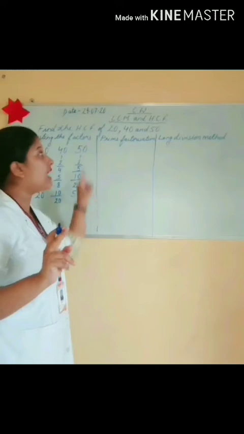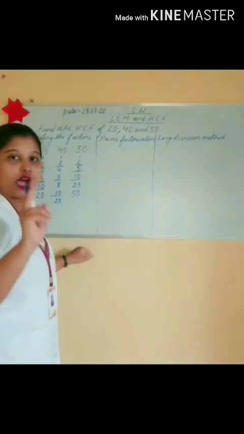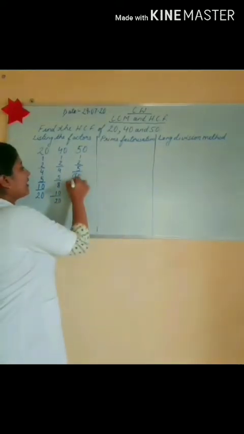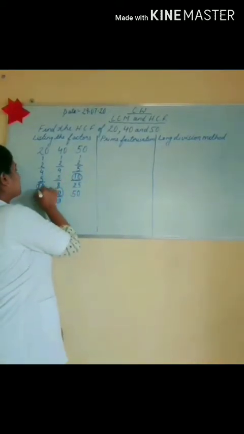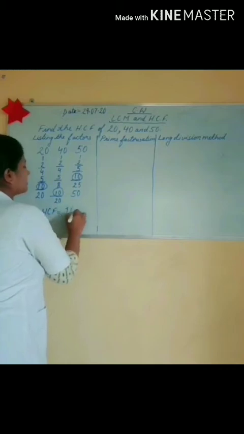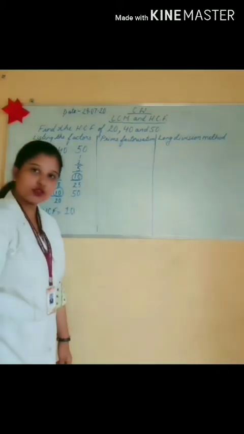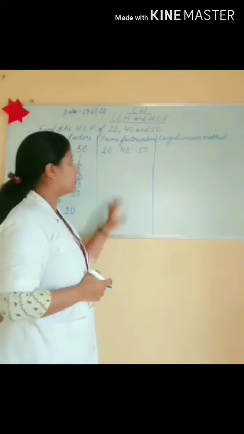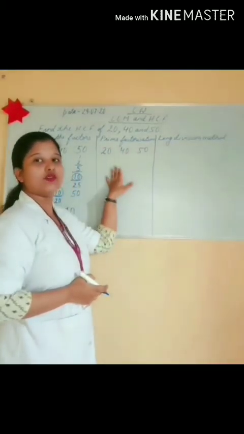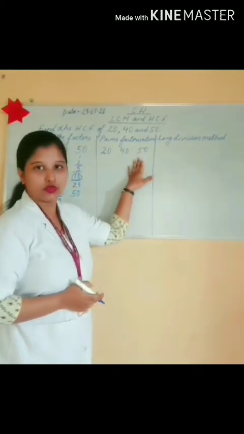Now you can see there are three common factors of 20, 40 and 50. But we need to find highest common factor. So the highest common factor of 20, 40 and 50 is 10. So the HCF will be 10. Understood? Now coming to the second method, prime factorization. At first you will write the numbers here and now we will write the factors of these numbers.